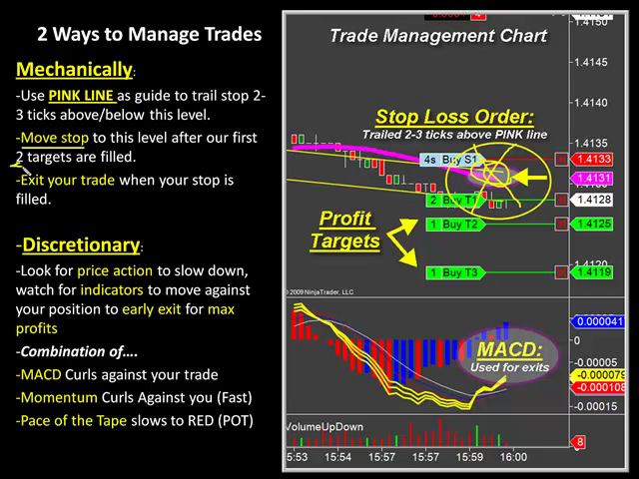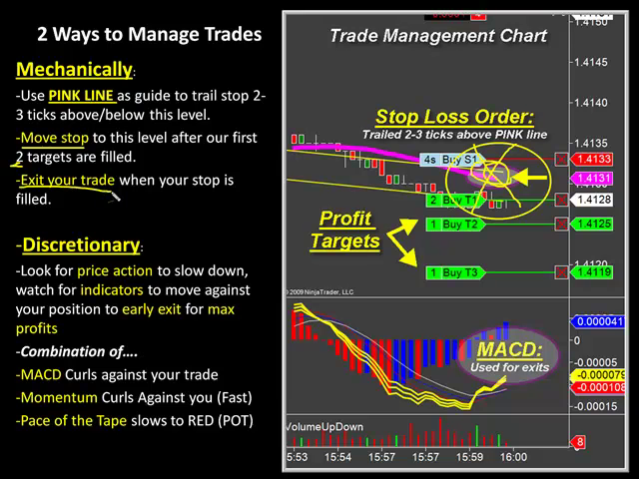Very important. After I get my first 2 targets filled, I will then move my stop to that thick pink line there on my trade management chart. And then of course, when it's filled, it will exit my trade completely and I'll be flat in the market. That is a mechanical approach. I know exactly where my stop goes. I know exactly when to put my stop there, and I know exactly how to manage it. I do not go against that very simple rule.